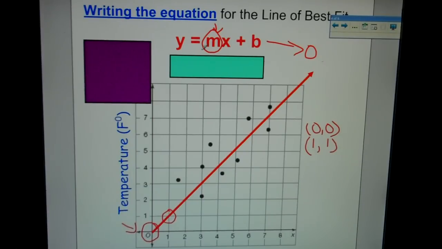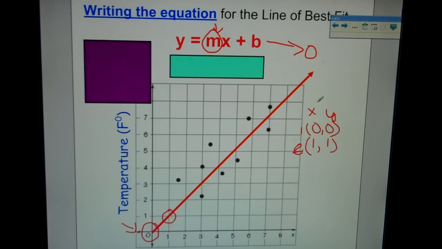Okay? So how do you find slope? What's that formula? You had to memorize 2 formulas last unit. This one and the other one. y2 minus y1 over x2 minus x1. Okay, oops, that needs to be a 2.